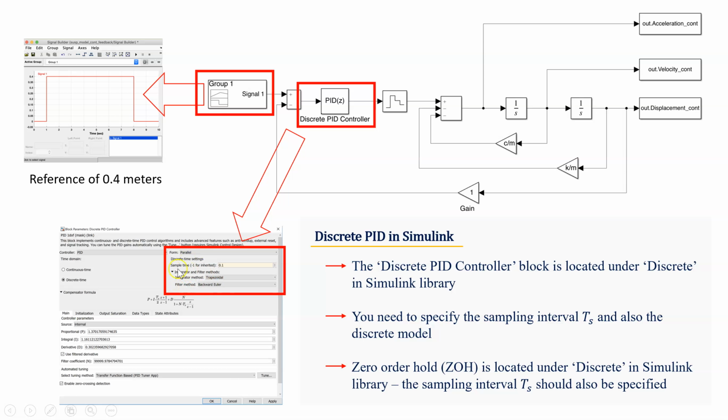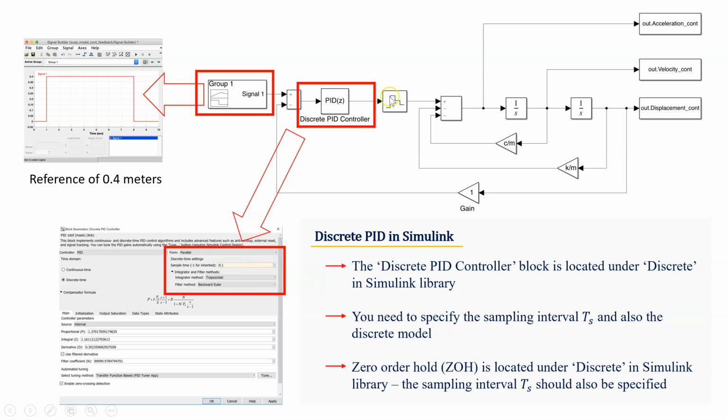So what I've done is I've gone in here, you've got to click on this little tab here, and then I've loaded up the trapezoidal and the backward Euler. They're the approximations that I've selected for the integral and derivative. And here you can see sample time, I've selected 0.1 seconds. You'll find the discrete controller block under discrete in MATLAB and Simulink, and as it says here, you need to specify the sampling interval and the discrete model as I've just done.